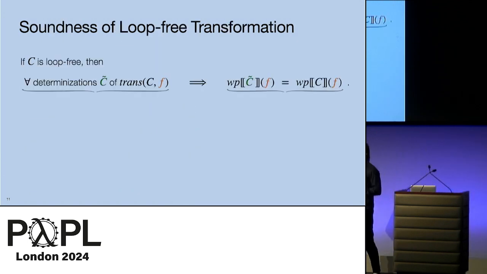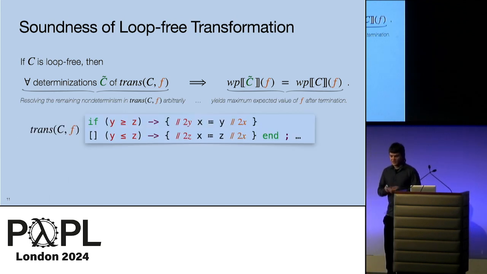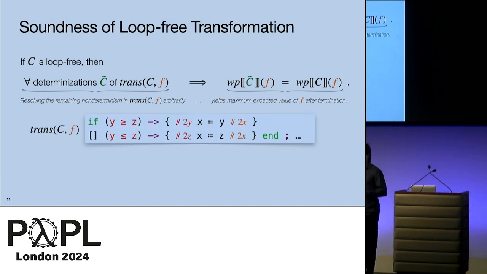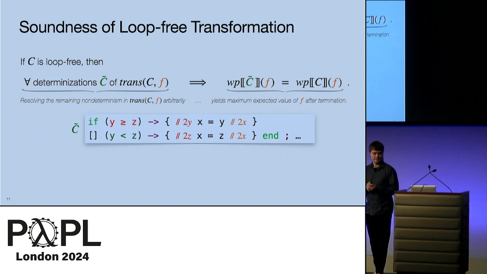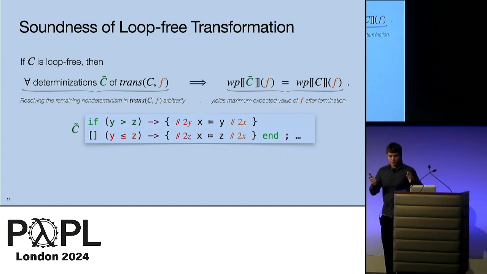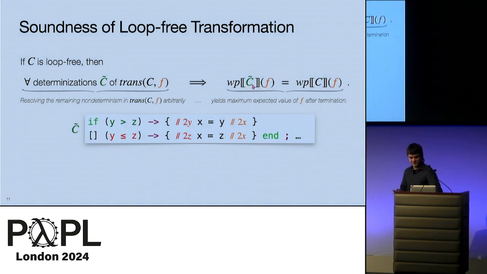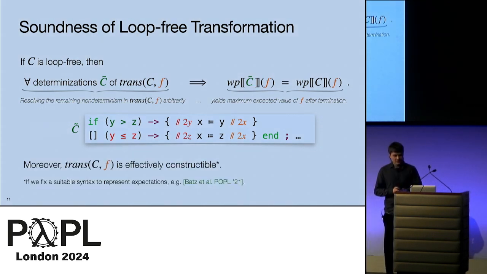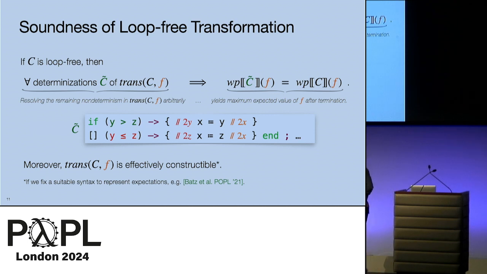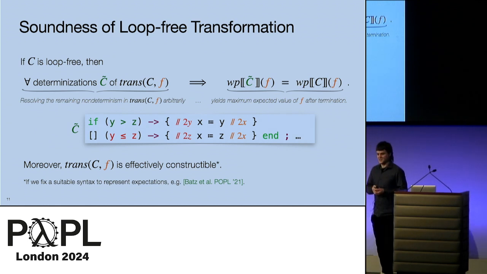What does this transformation mean formally? What does it give us? Well, if C is a loop-free program, then all determinizations of our transformed program, what does that mean? Remember that in the transformed program, we can still have some non-determinism, but now we can resolve that non-determinism arbitrarily. So we could do that, but we could also do that. For all such determinizations, the determinized program yields the maximal possible expected value. Moreover, the transformed program can be computed effectively if we fix some effective syntax to represent these expectations, as has been done in previous works.